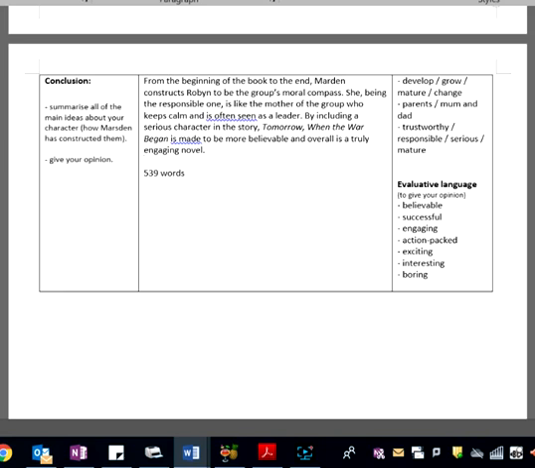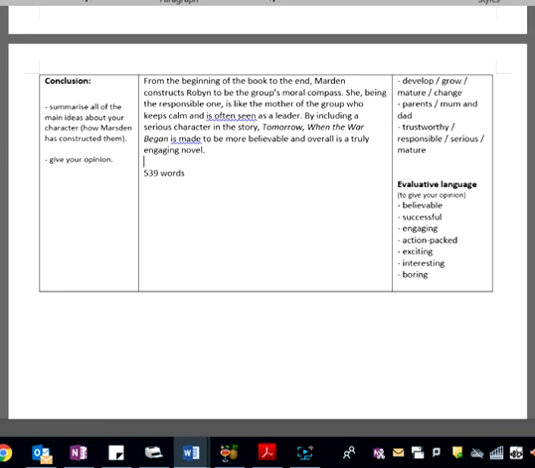Let's read. From the beginning of the book to the end, Marsden constructs Robin to be the group's moral compass. She, being the responsible one, is like the mother of the group, who keeps calm and is often seen as a leader. By including a serious character in the story, Tomorrow When the War Began is made to be more believable and overall is a truly engaging novel.